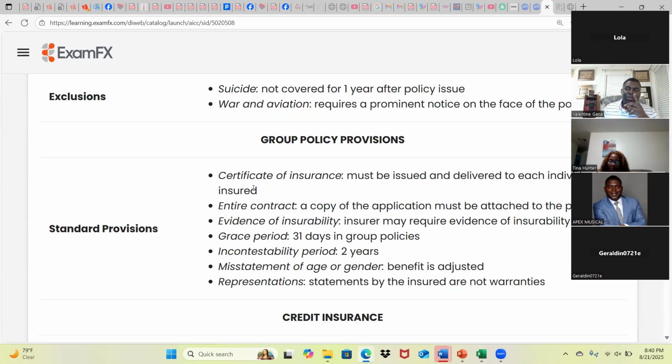But there's one exception: misstatement of age or gender, but mostly misstatement of age. If you misstate your age, say you were 65 and you said you were 54, they can rewrite that policy to what it would have been with your right age. They can rewrite that policy.